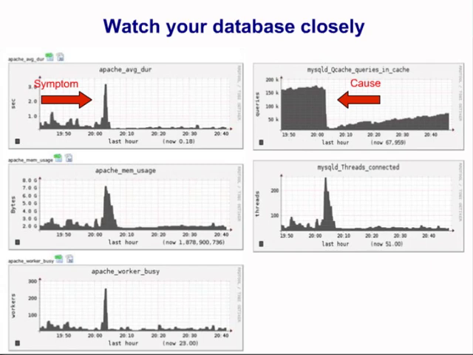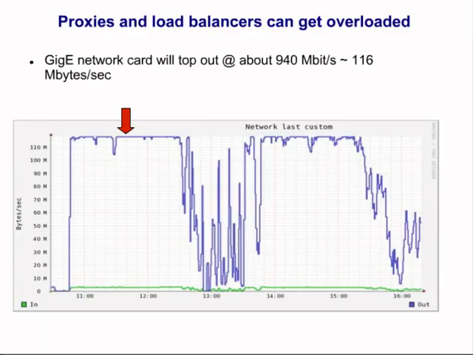Also, network. This is something that you should really keep good track of. For instance, especially on proxies and load balancers, you could exceed your network utilization. So this kind of wall at about 117 megabytes per second is the effective throughput of your network card. Once that happens, things are going to be very slow for a number of people because you're exceeding your network throughput. So you do want to watch it.